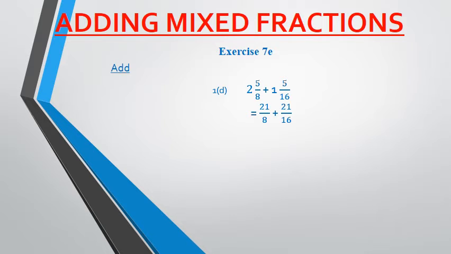Now we have to find out the LCM of the two denominators, that is 8 and 16. So the LCM of the denominators 8 and 16 is 16. So now what will we do? We will apply the formula which we have discussed earlier to find out the sum of these two fractions.